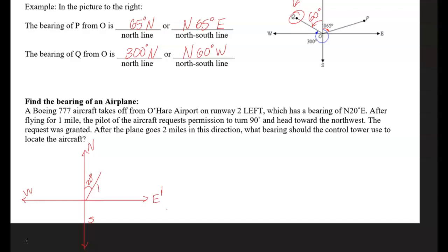Then it says he requested to make a 90-degree turn. So I'm going to draw an angle of 90 degrees heading northwest. So that's 90 degrees. And it says that he traveled 2 miles in that direction. We should draw this a little longer. That was crooked. And then I'll connect it. And it wants to know what bearing the control tower, which is the center, should use to locate the plane now. The plane's over here. I'm so awful at it. Well, okay. So now we're trying to find this angle measure here, which we'll call theta.